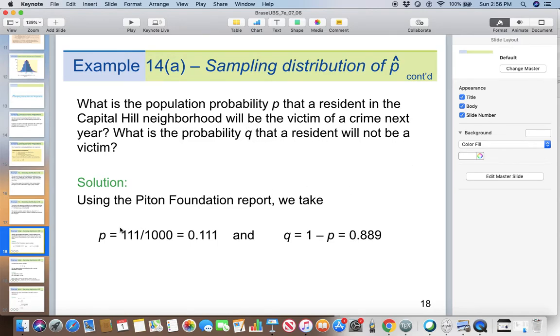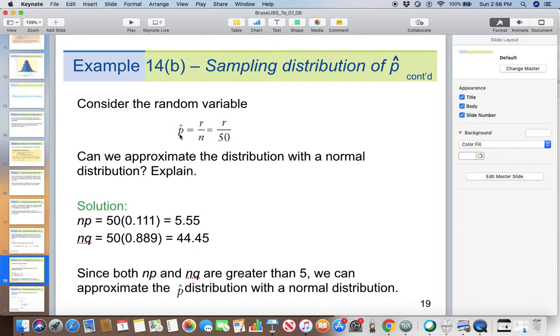Okay. P is 111 out of 1,000, which is 0.111. Q is 1 minus P, which is this, right? 1 minus all of this, that is 0.889. So we got P and Q. Okay. Now what is P hat? P hat is the random variable R over n, which is R over 50.